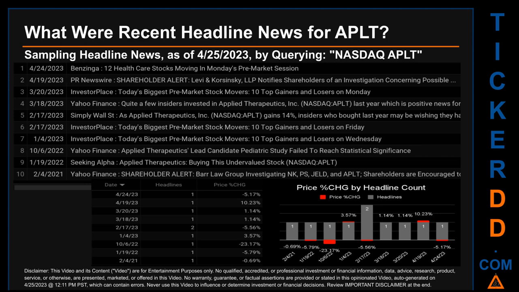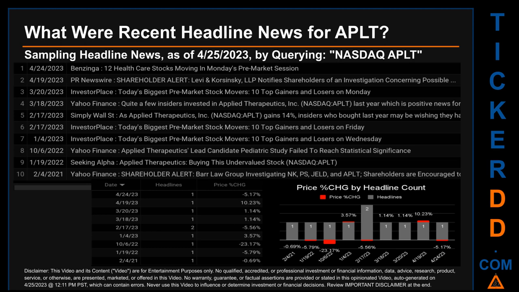Friday, February 17, 2023 had the most headlines. It had 2 discovered headlines when PR Newswire published the headline that read, Shareholder Alert: Levi and Korsinsky, LLP notifies shareholders of an investigation concerning possible. Simply Wall Street published the headline that read, As Applied Therapeutics gains 14%, insiders who bought last year may be wishing they had bet higher. Investor Place published the headline that read, Today's biggest pre-market stock movers, 10 top gainers and losers on Friday.